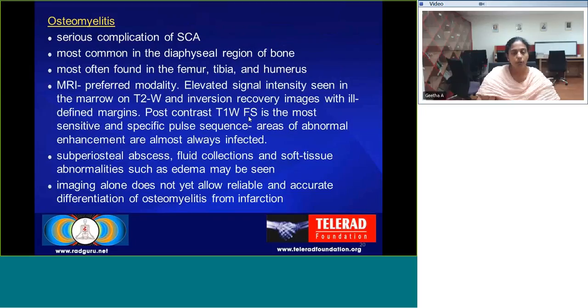Found in femur, tibia, and humerus. MRI is the preferred modality of evaluation of bone marrow. With contrast, Gd is most sensitive and specific and shows areas of abnormal enhancement.